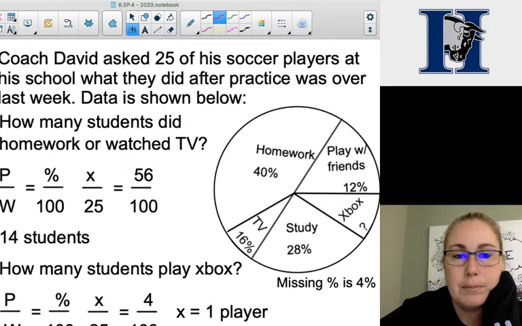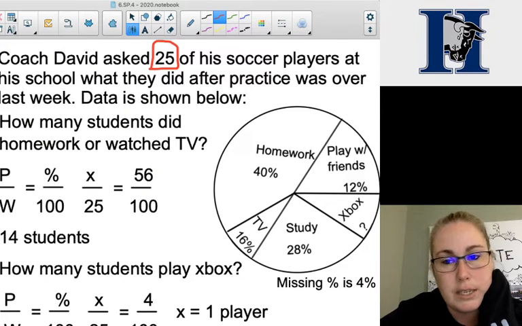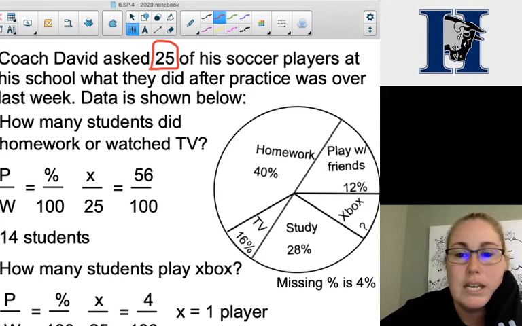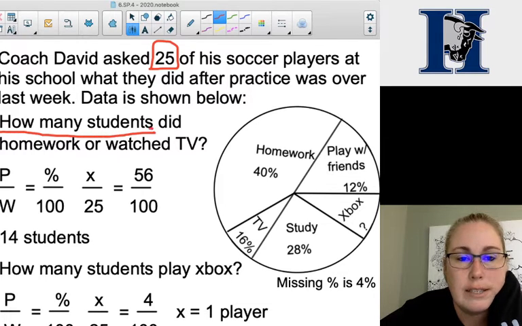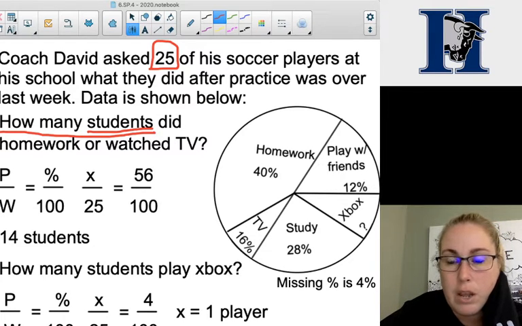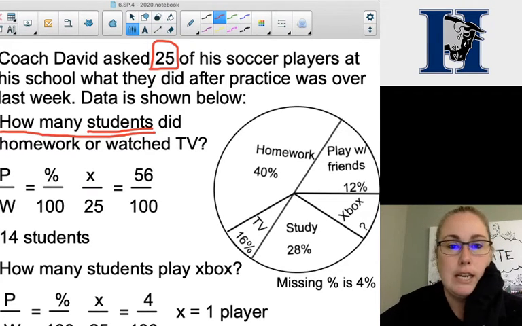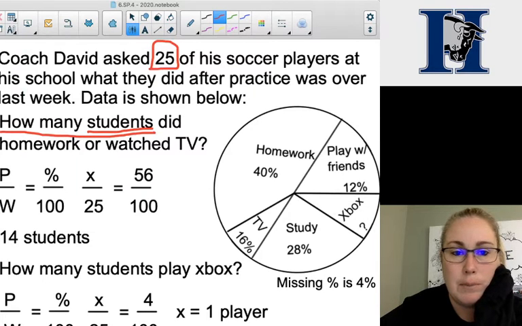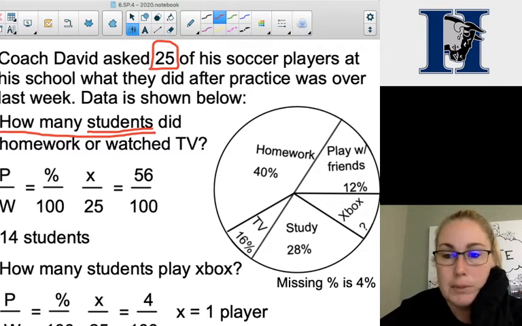But in the problem, it says that he asked 25 people. He didn't ask 25% of the team. He didn't ask 25% of students. He asked 25 specific people. We also see that when we look at the question that this is actually asking us to answer, it's asking how many students. It is not asking for what percent of students. So now we have two different things to compare here. We have the data from the circle graph that has percents, and we want to find the data that represents the actual number of students. So we have two different things here.